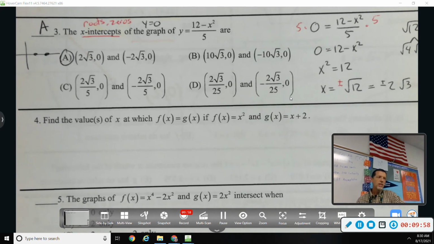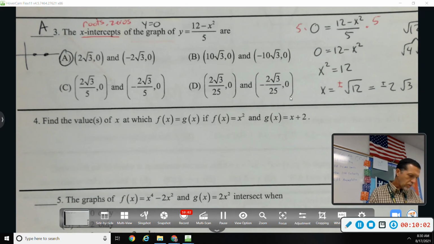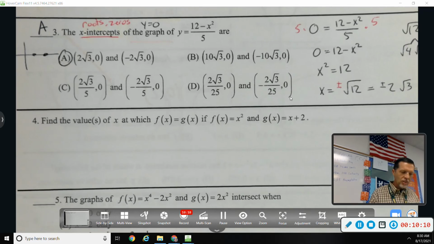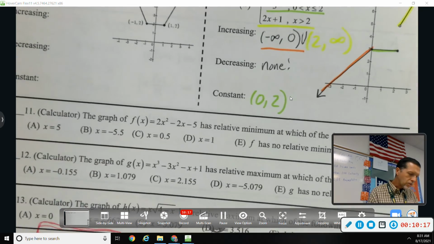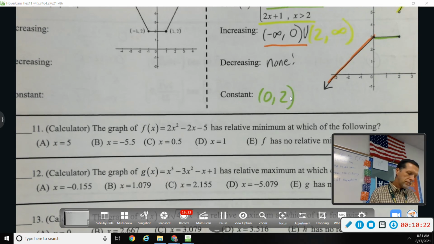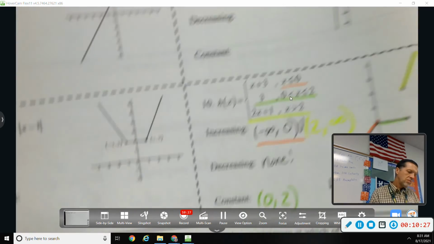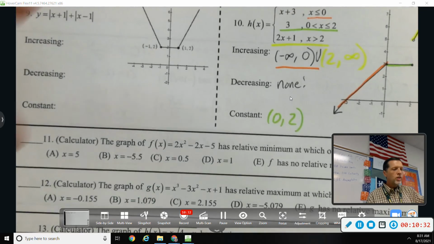So roots, x-intercepts, zeros, kind of got that. Intersections like 4 and 5, but that ends up being just to solve the equation thing. Roots again, increasing, decreasing, constant. We did one of those. A couple of calculator questions. Another average rate of change question. Pretty straightforward, I guess. So this is the last thing that'll be due tomorrow.